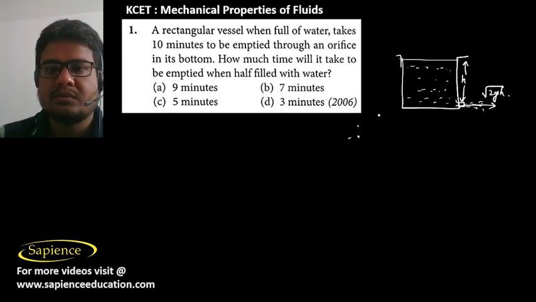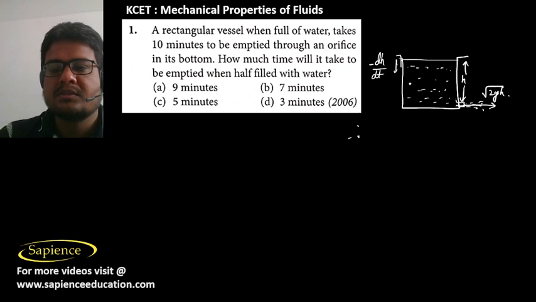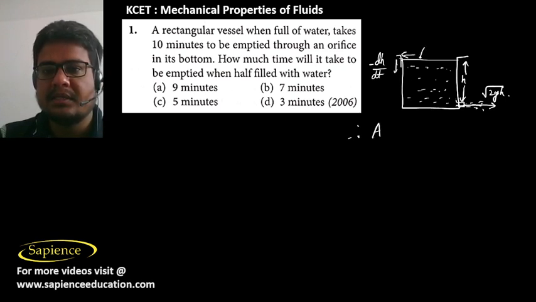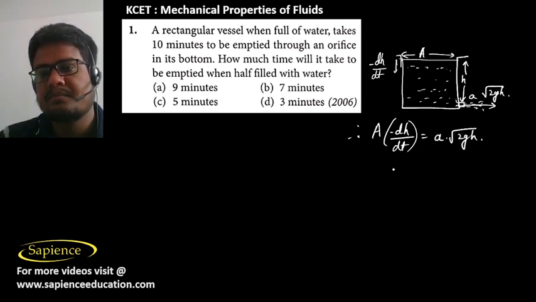So therefore, let's say the height of the water level decreases at the rate of minus dh by dt. The area of the vessel is A, suppose. So I can say that A into minus dh by dt is equal to the area of the orifice, suppose a, into root over 2gh. Now therefore we can say that minus dh by root h will be equal to a root 2g divided by A into dt.